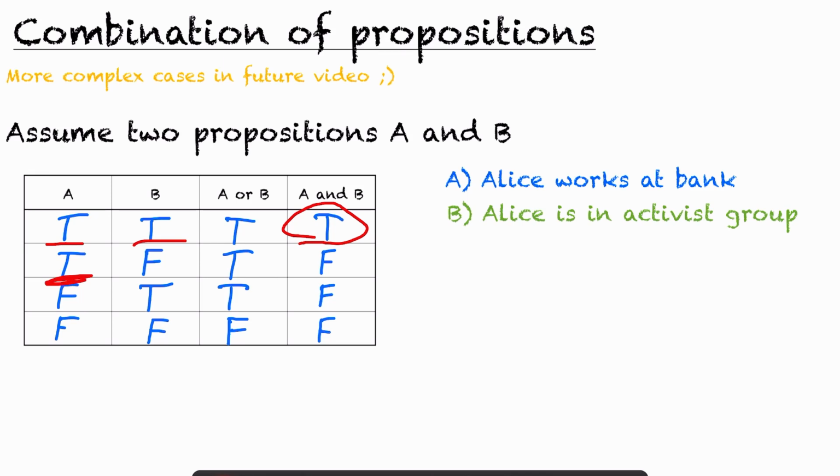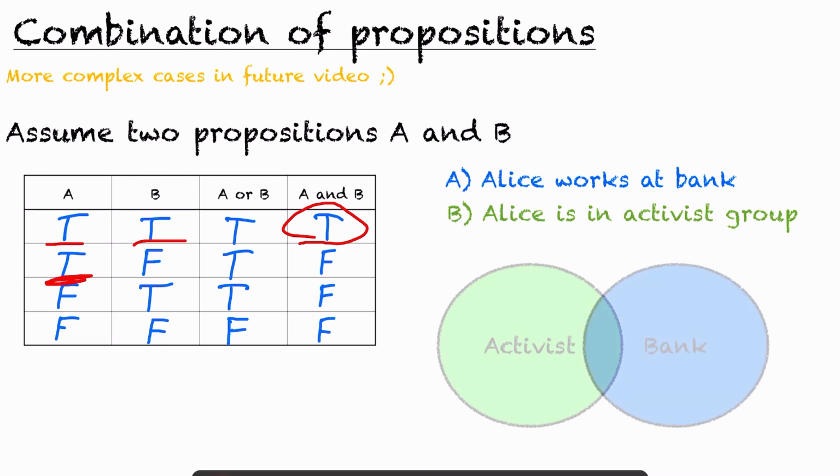We can also visualize this using a Venn diagram, where the first circle represents Alice being in an activist group, and the second circle represents Alice working at a bank. What we see now is that the combination of propositions that Alice works at a bank and is in an activist group is this intermediate slice, while the possibility for Alice to only work at a bank and not be in an activist group is this part. And the statement that Alice works at a bank without specifying if she is in an activist group or not is the whole circle here.